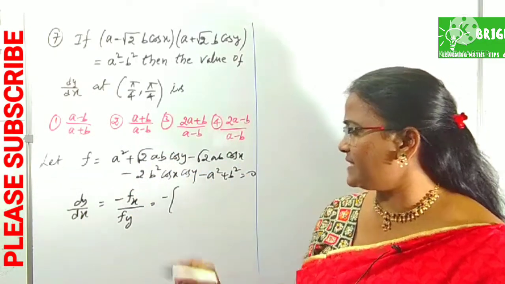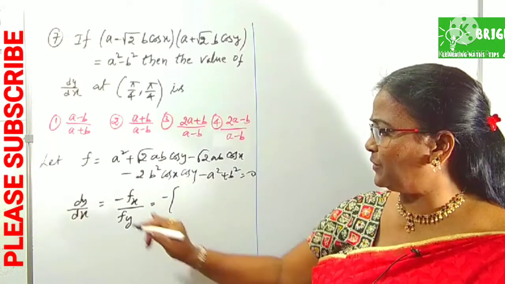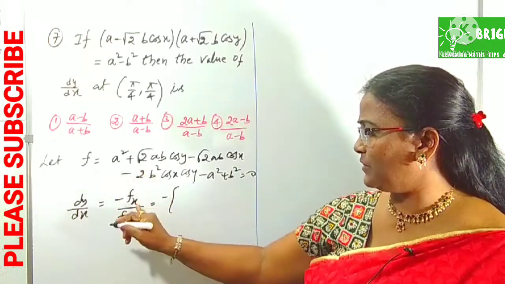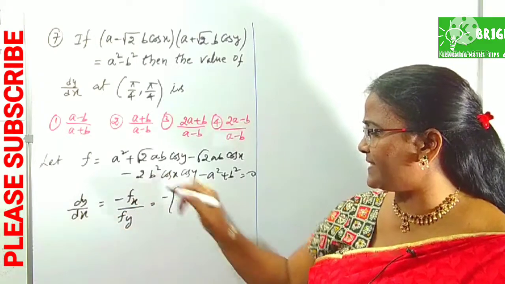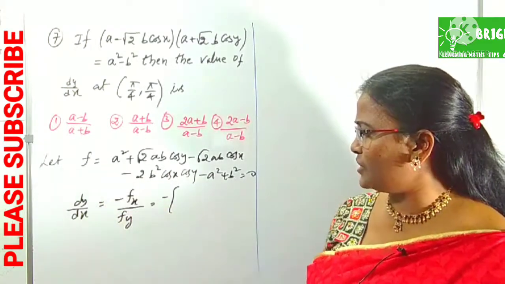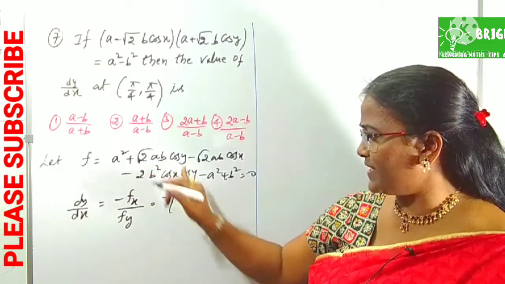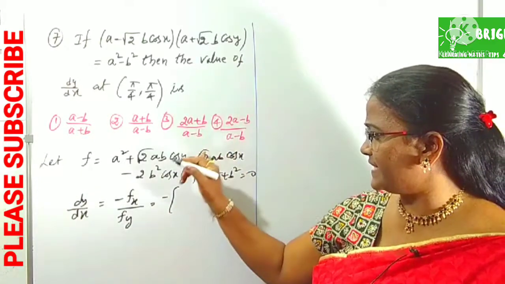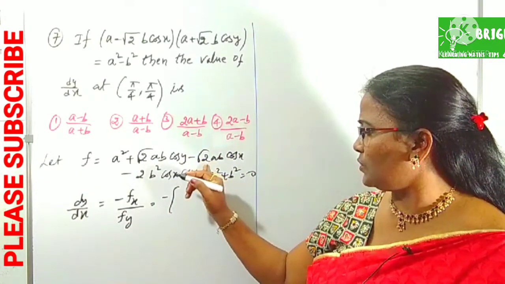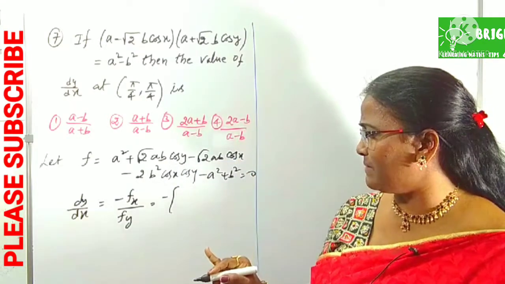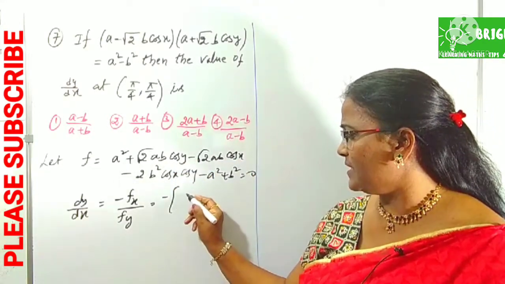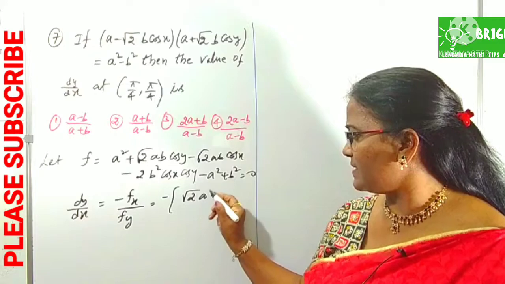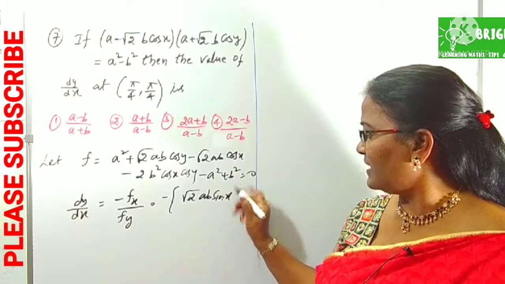We can take the derivative of the numerator with respect to x. For f with respect to x, we treat y as constant. a square is constant, so its derivative is 0. Root 2ab cos y is also constant, so 0. We take only the derivative of minus root 2ab cos x, which is minus sin x, so minus or minus plus root 2ab sin x for this term.